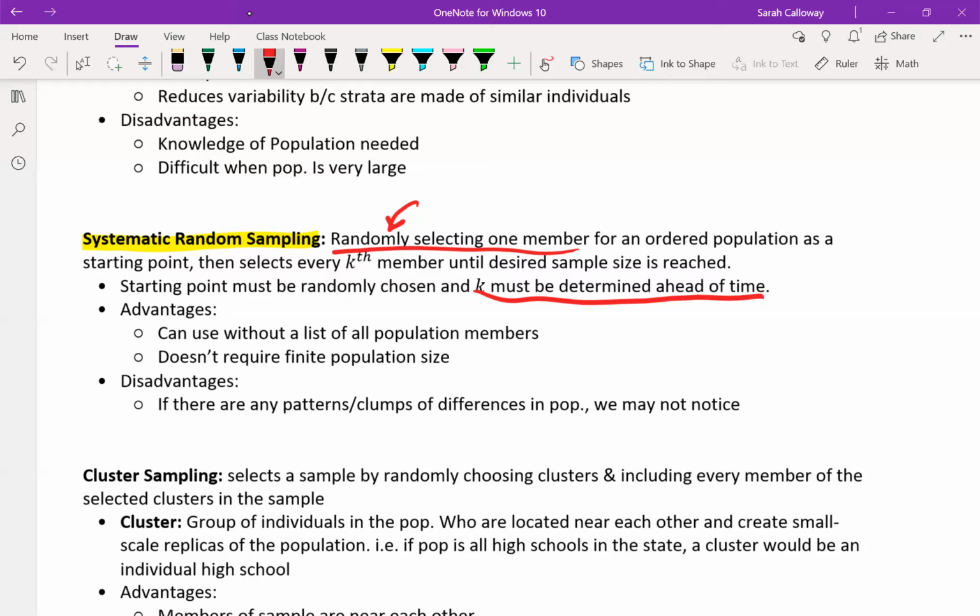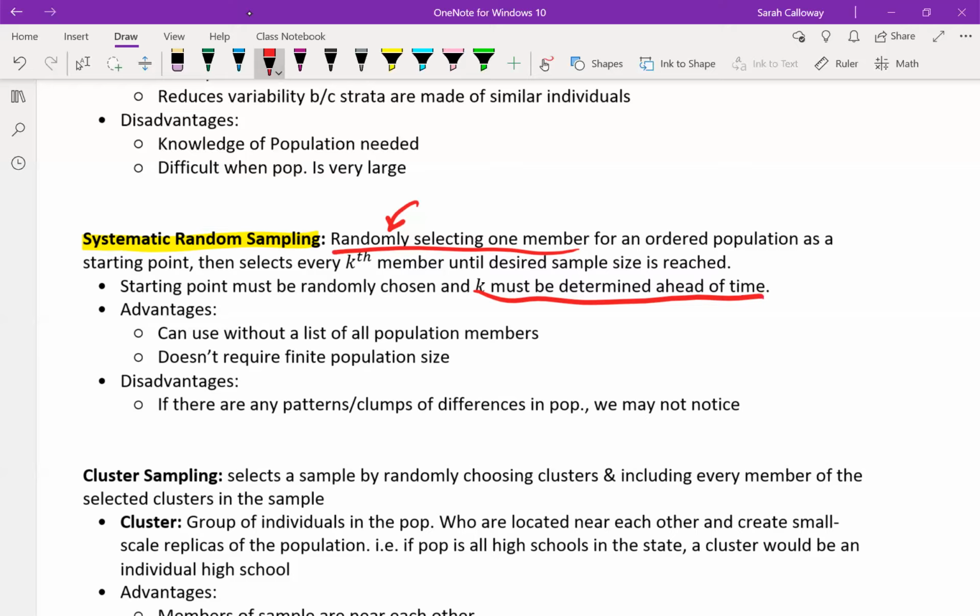The advantages to this are that you can use them without a list of all population members, right? You don't need to know where the end point is because you're just picking every 10th person or whatever that number is that you choose. And so ultimately that means that it doesn't require finite population size, right? Because if I don't have a list of everybody, I don't need to know exactly how many members are in the population, nor do I have to have a specific set number of the population. I can assume that my population is infinite.